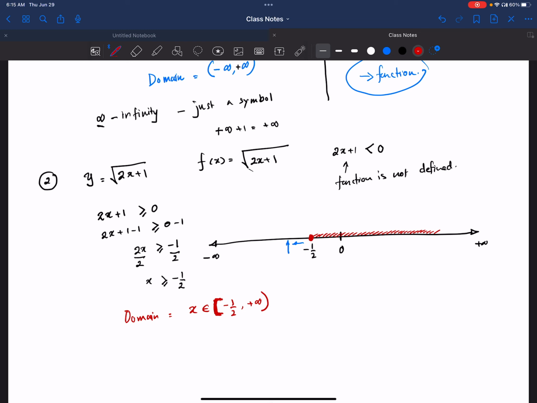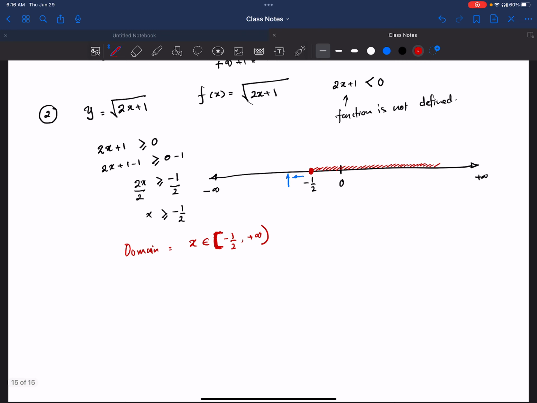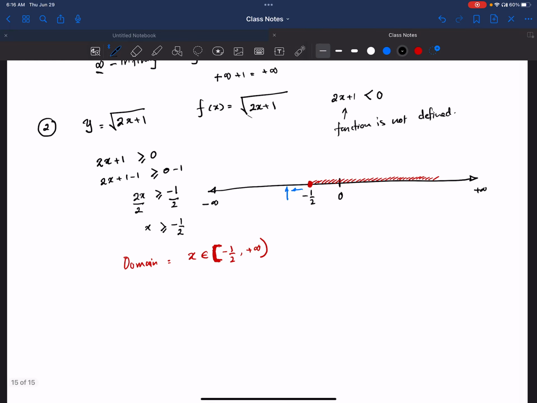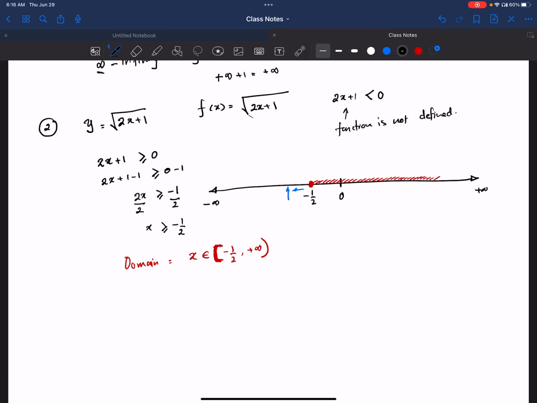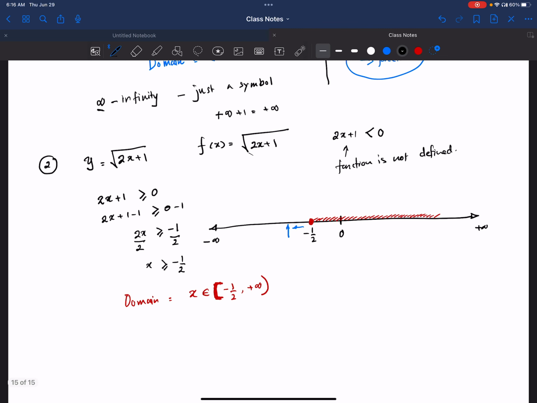Okay, so let's take this one as an example. So this is a function, and its domain is this, and what is its range? What is its range?